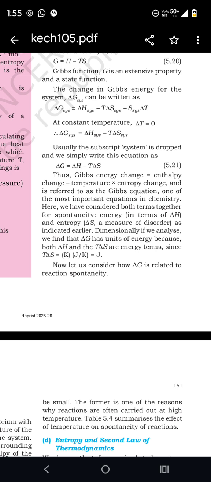Here we have considered both terms together for spontaneity: energy in terms of delta H, and entropy in terms of delta S, which is a measure of disorder. As indicated earlier, when we analyze dimensionally, we find that delta G has the unit of energy because both delta H and T delta S are energy terms.